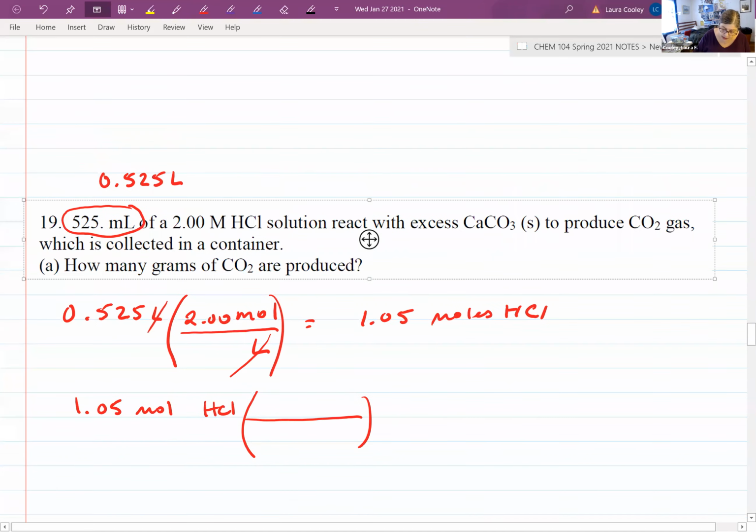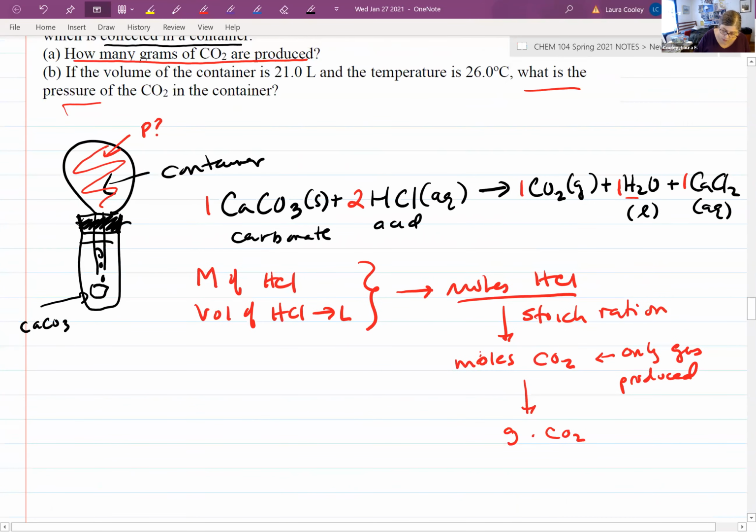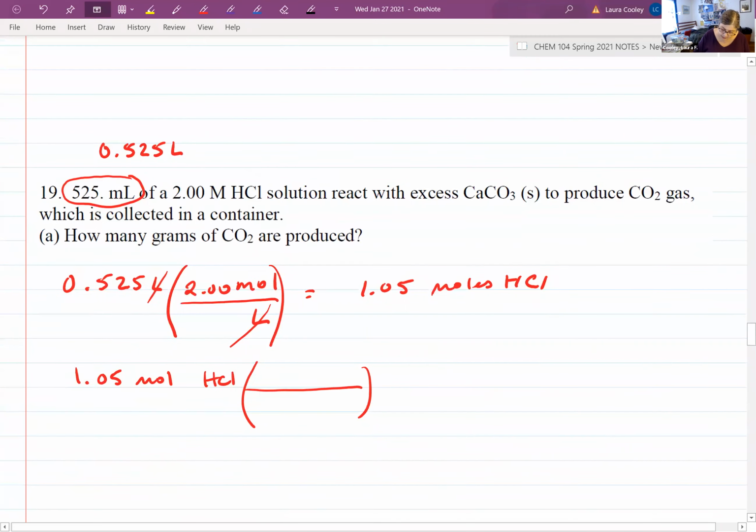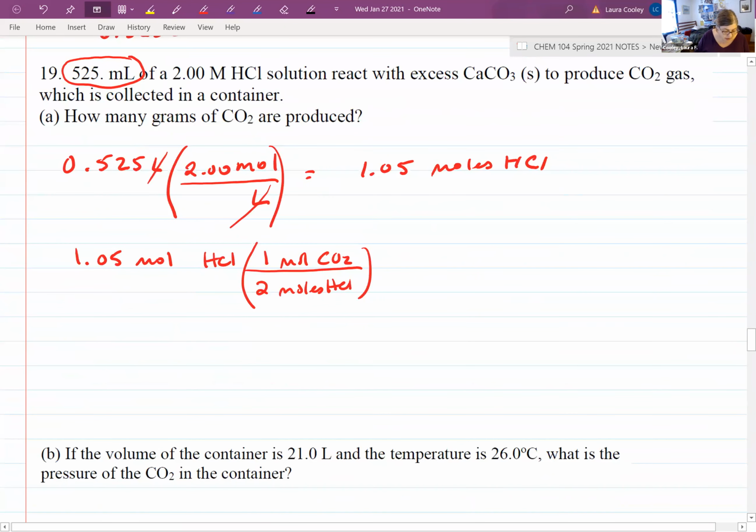We go back to the stoichiometry. 2 moles of HCl give you 1 mole of CO2. So we have to remember that. 2 moles HCl, 1 mole CO2. So if I were to multiply this out right now, I'm going to actually do that. You would get 0.525 moles of CO2.